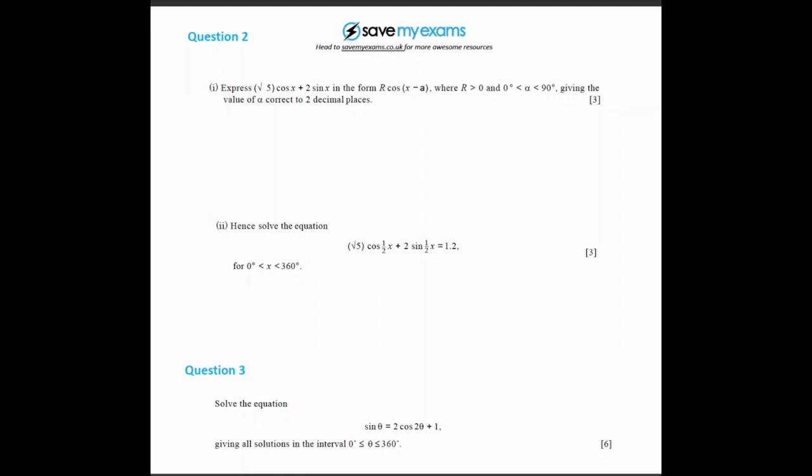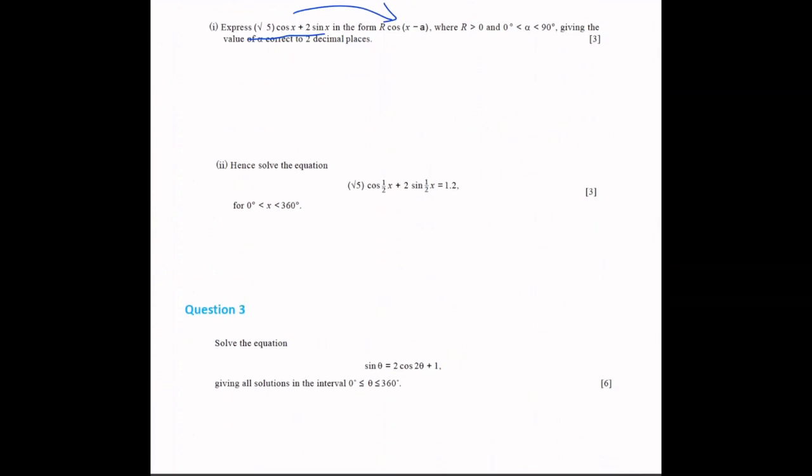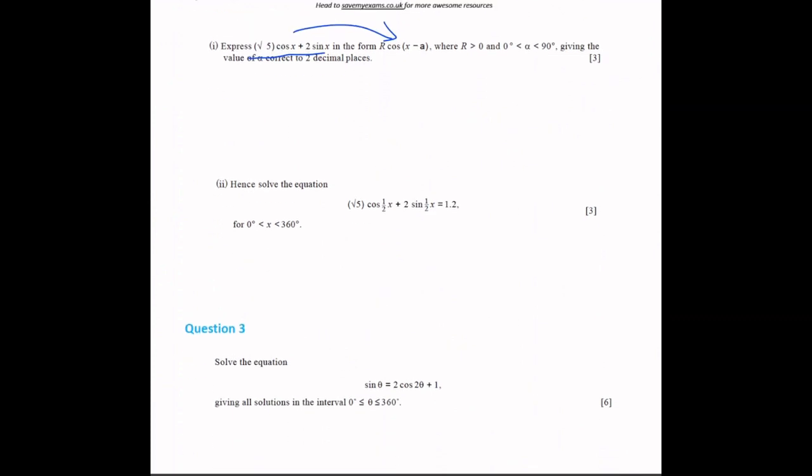Okie dokie, so our next one is really, really similar, where we're putting something cosine x plus sine x into the form of that cosine with our mysterious r and our mysterious a. And we have to give the value of a correct to 2 decimal places. So in this one, they don't ask for r right away, so it's only worth 3 marks compared to the previous 5 marks. But it's going to be the exact same steps, we're just not going to include the r steps. So, first I'm going to expand this.